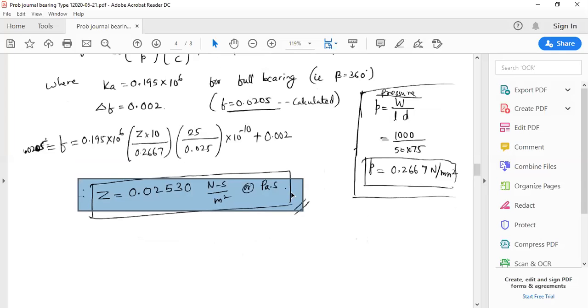These are the two examples we have discussed in today's session, with known diameter and length of the bearing. Here we have calculated power lost and absolute viscosity. In the next session, I will take one or two more problems of the same kind, and then we will discuss the application oriented problems. Thank you.